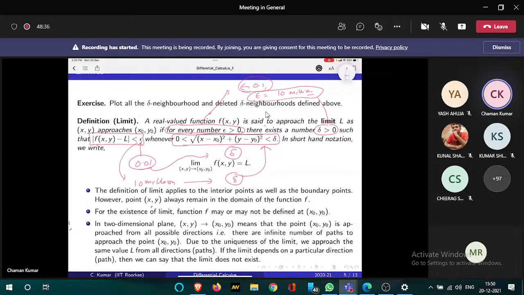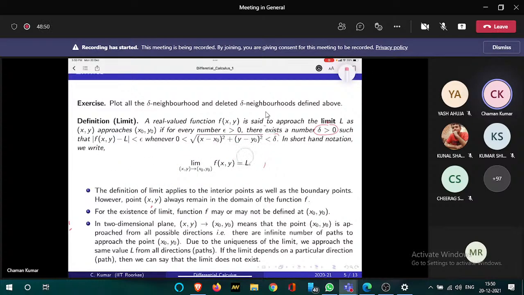Okay, so because epsilon can be any large number, it can be any small number. So for every small number, you will have this relationship. So this is known as the epsilon delta definition of the limit. And this point that you have, this point is known as the limit of the function. So basically, this is simply a notation for the constant L.